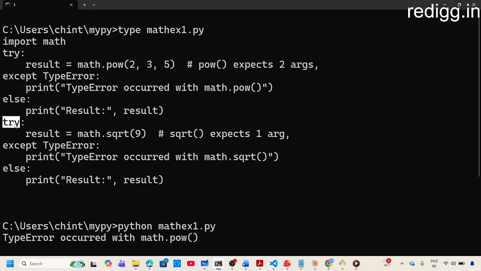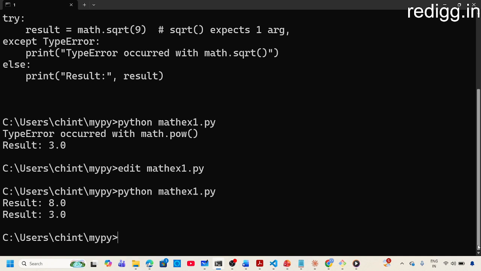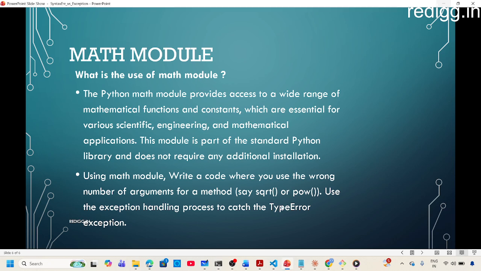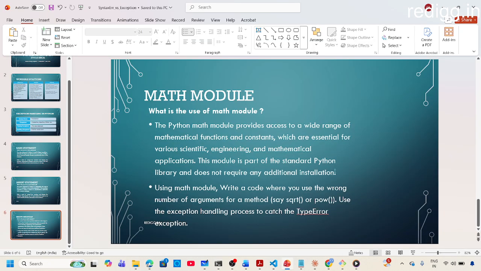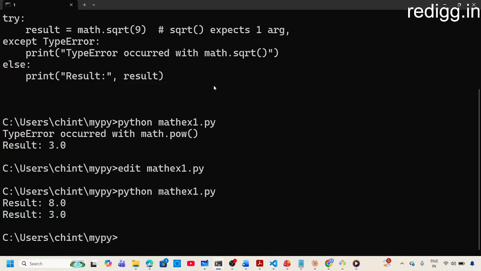So there are 2 blocks here, and we are doing 2 different functions, pow and sqrt, using the math module. This is the solution for exercise number 8 of the first chapter, exception handling in Python. I think in the question there is an error also. In the question it should be TypeError and not a different type of error like ValueError. I think in the textbook it is mentioned as ValueError, but actually it's a TypeError.